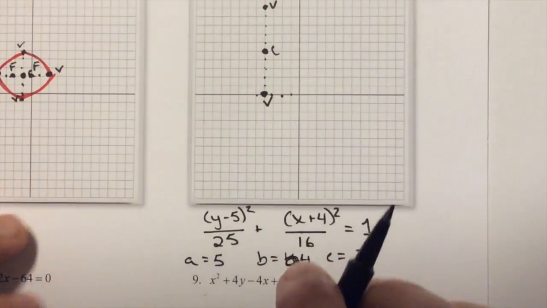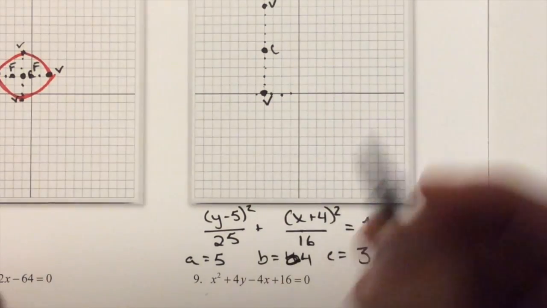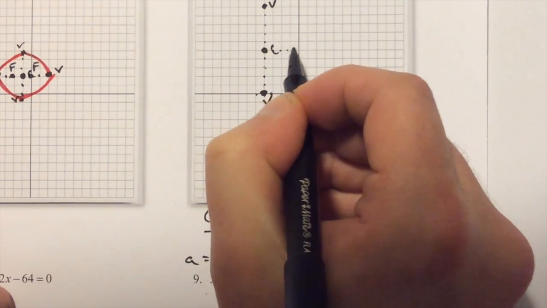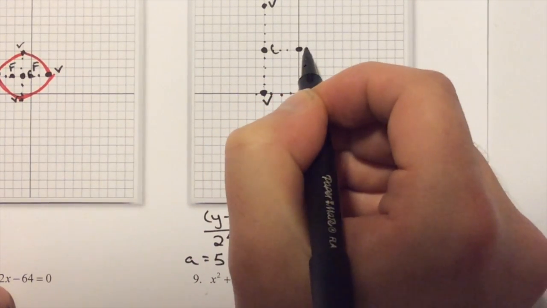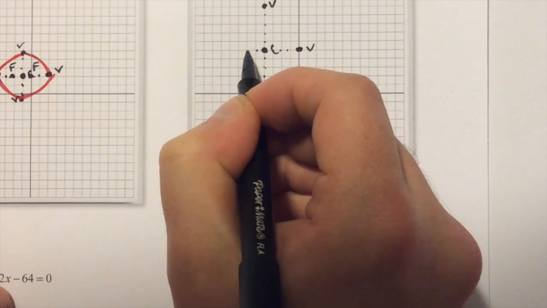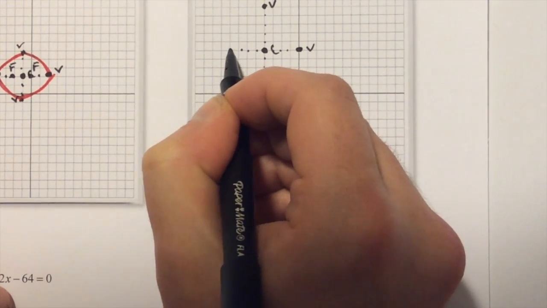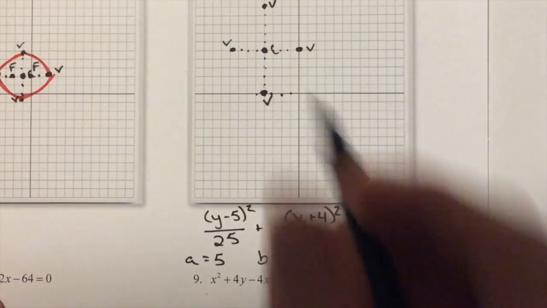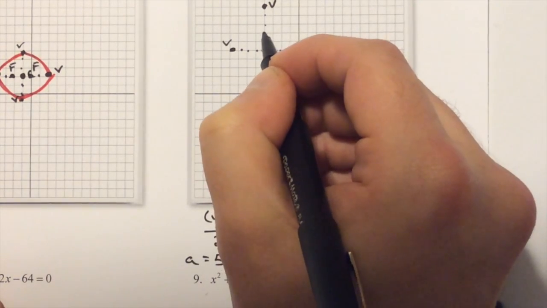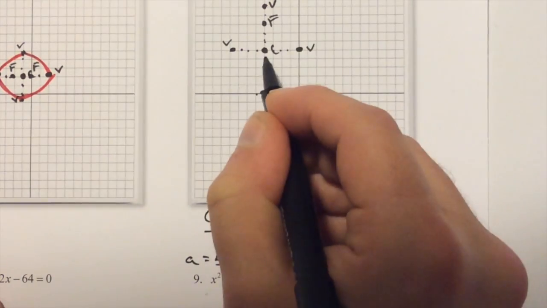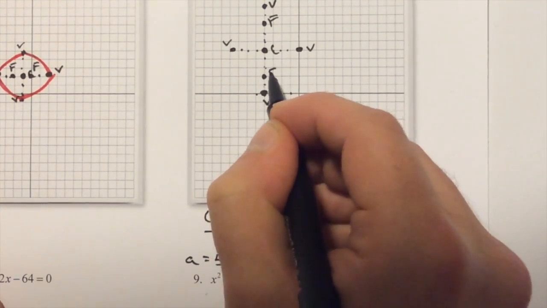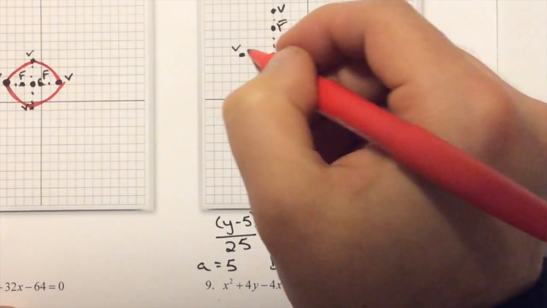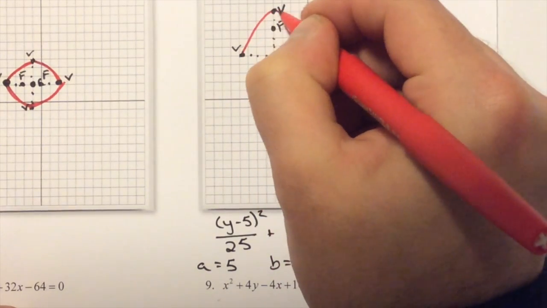I'm going to go to the right and left 4. 1, 2, 3, 4. Vertex. 1, 2, 3, 4. There's my other vertex. I'm going to graph my foci. So that's 3. So 1, 2, 3. Focus. 1, 2, 3. Focus. I have all my pieces. So now I'm just going to connect vertex to vertex.